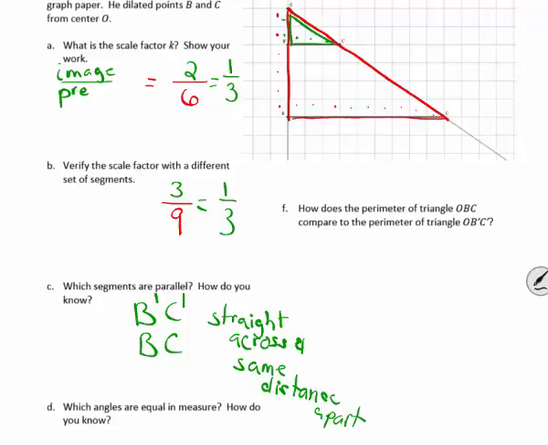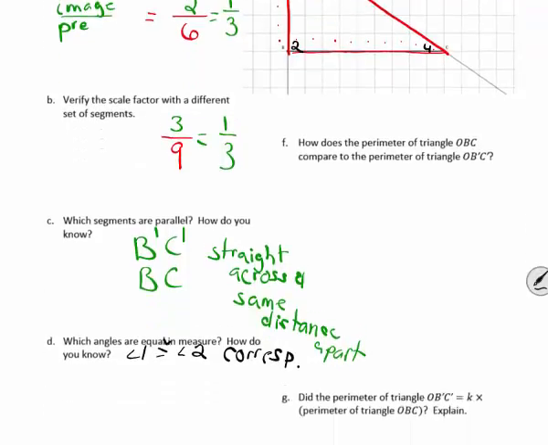So I know that angle 1 and angle 2 are congruent. How do you know? Because they are corresponding angles. And again, if I put some numbers in here, angle 3 and angle 4 are congruent because they're corresponding.